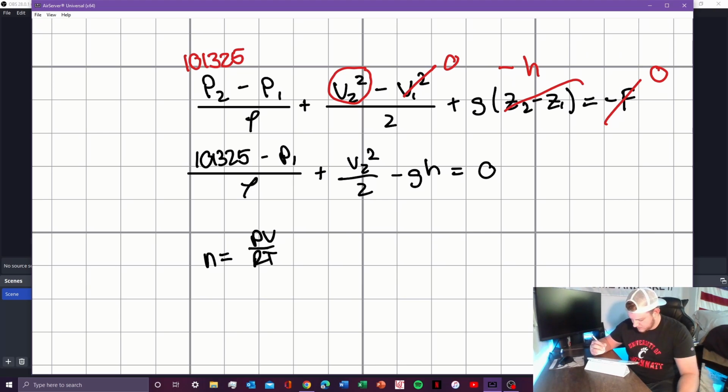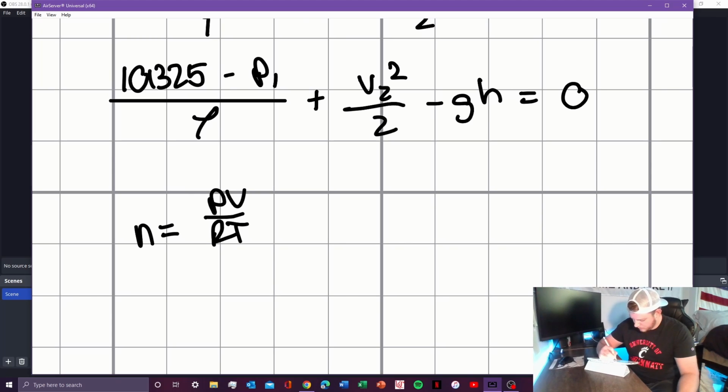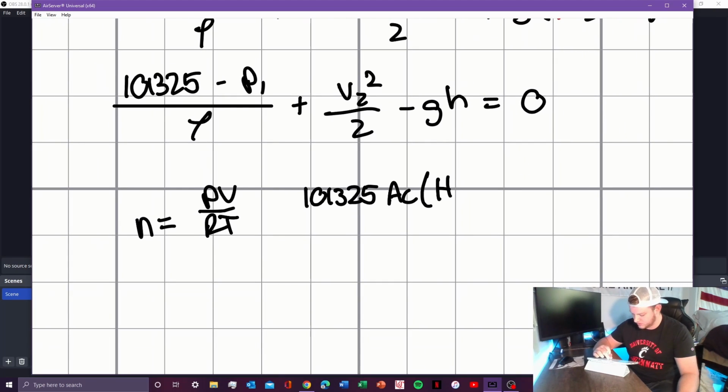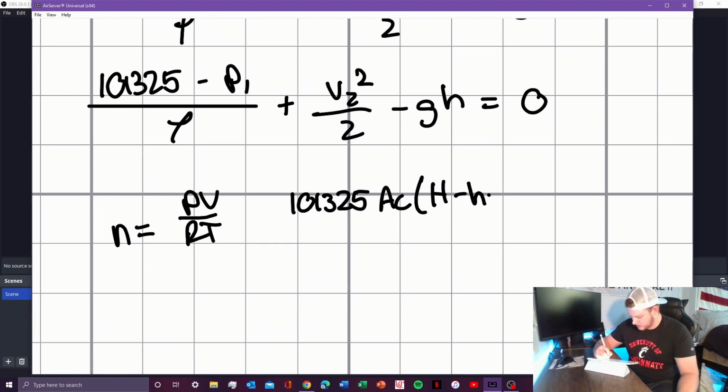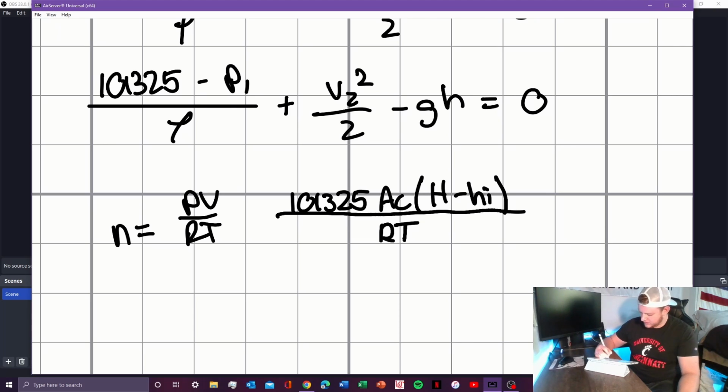For the initial case, the pressure is 101,325. The volume would be the cross-sectional area times the height of the tank minus the initial height of the water, all over R times T. So that is what n is equal to. Since this is a closed system, n is always the same.